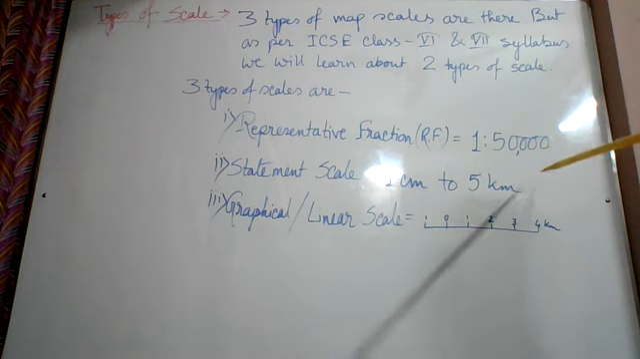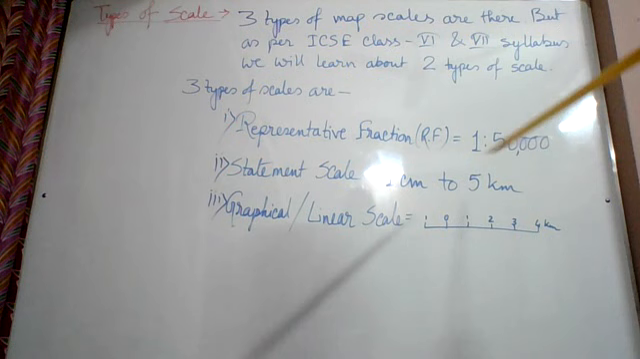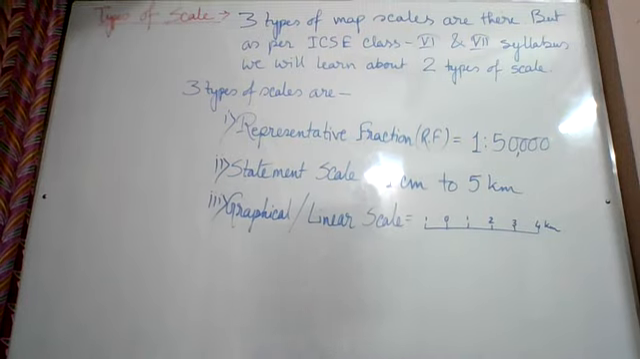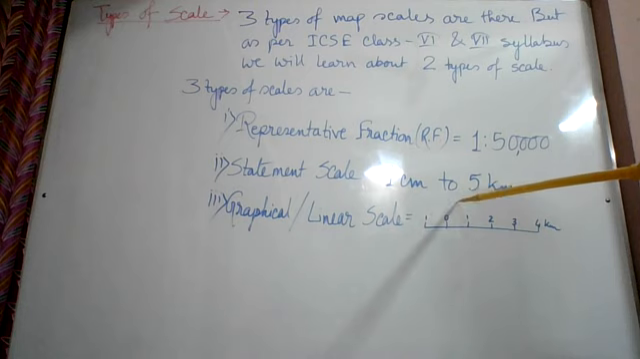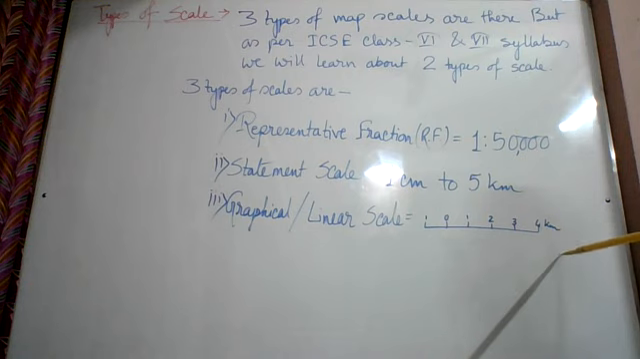Here you can see this type of scale is very easy to read, because different units are already mentioned on both sides and you do not need to calculate. Without calculation you can read that scale. But with the representative fraction, as the unit is not given, you must calculate and find out the unit, and only then can you use it. Third one is the graphical or linear scale. Here only one unit is given and no ratio is given. It is a drawing scale.